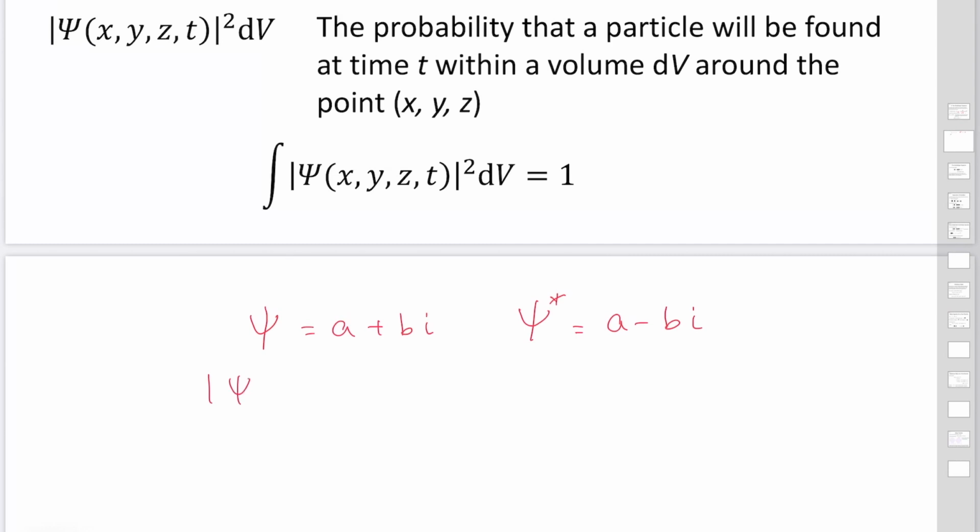So the magnitude squared is expressed as C times its complex conjugate. So this is a squared plus b squared. This is the meaning of |C| squared. So this becomes a real and positive number.